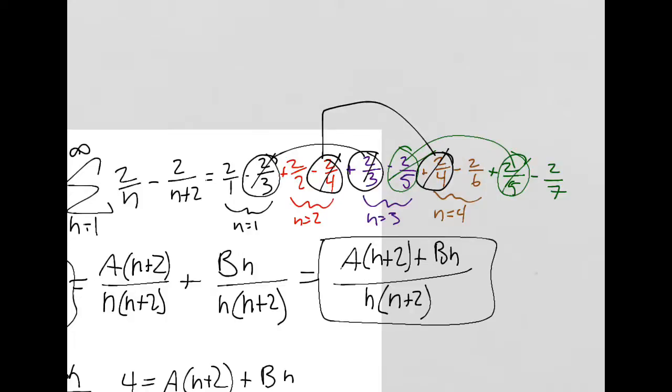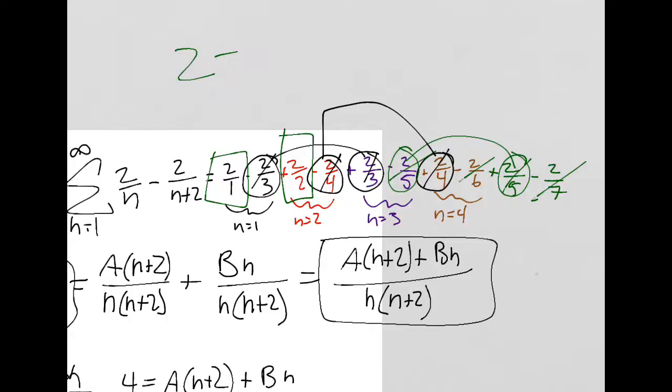Well, the only things that will remain are going to be this original 2 over 1 right there, and that 2 over 2 right there. Everything else is canceling. That will cancel with the next one. That will cancel 2 down the line. They're always canceling, so we're just left with 2 over 1, which is 2, plus 2 over 2, which is 1, and so this sum is 3.